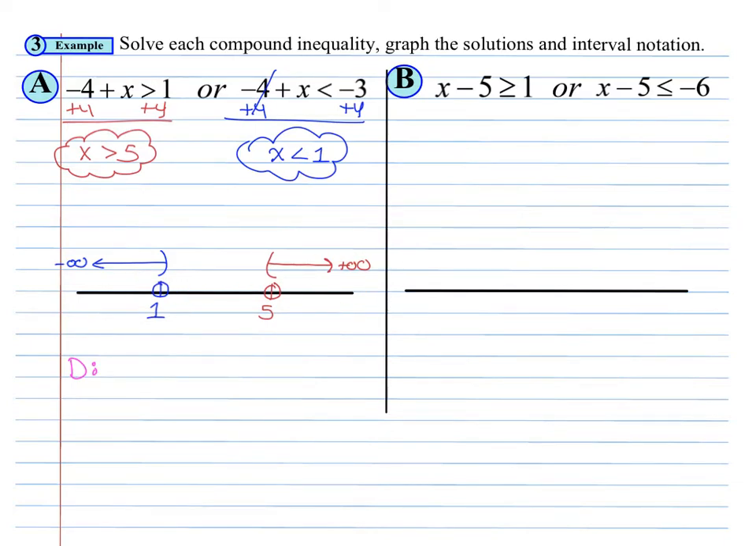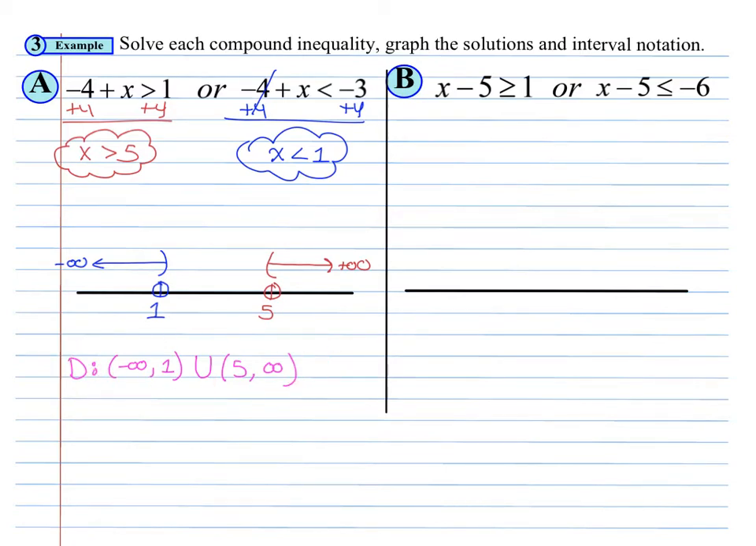So for our domain, it's going to be from negative infinity to 1, parentheses, because it's not part of our solution, union 5, parentheses, because it's not part of our solution, all the way to infinity. And that is our interval notation answer.